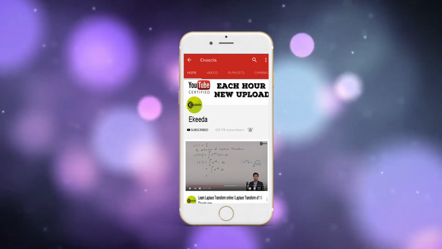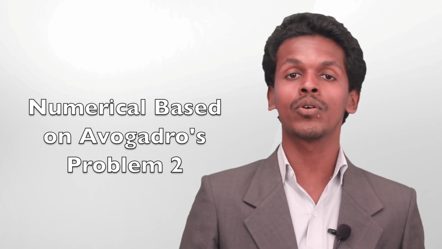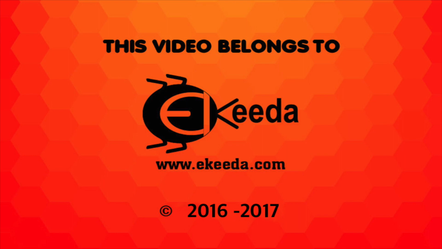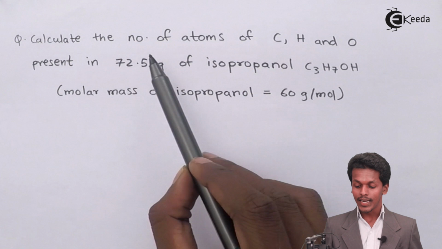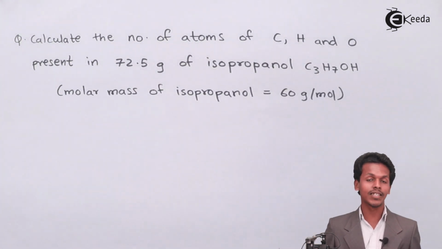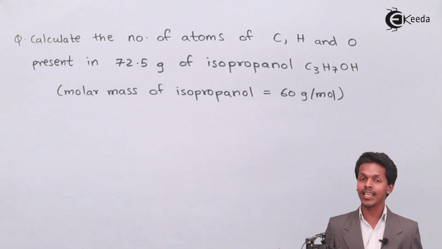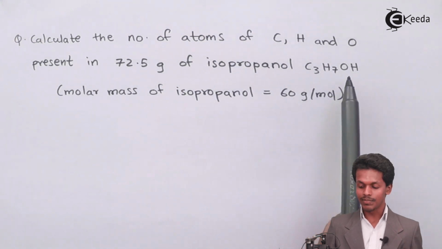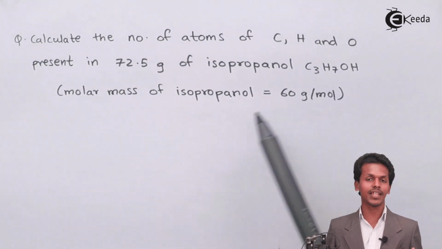Hello friends, in the last lecture we did a numerical which was based on Avogadro's number, and now we are going to do a second type of numerical based on Avogadro's number. So let us do it. We have to calculate the number of atoms of carbon, hydrogen and oxygen present in 72.5 gram of isopropanol. The formula of isopropanol is C3H7OH, and the molar mass of isopropanol is given as 60 gram per mole.